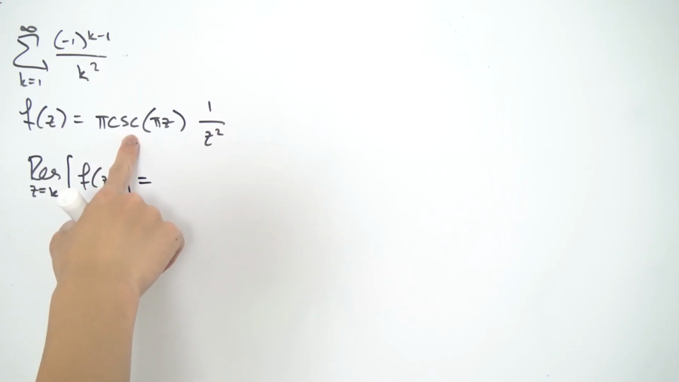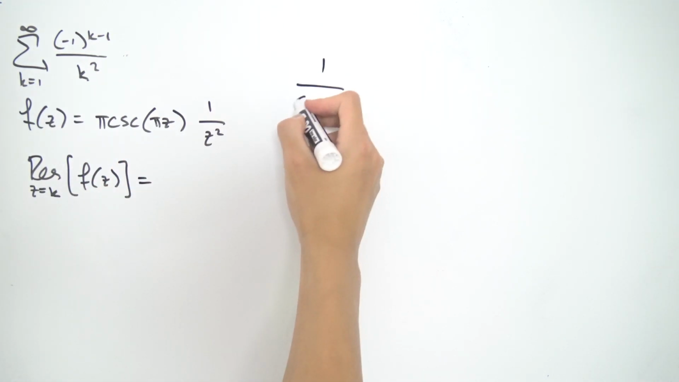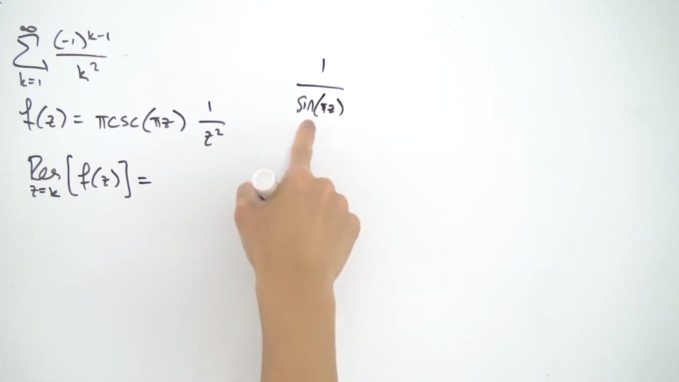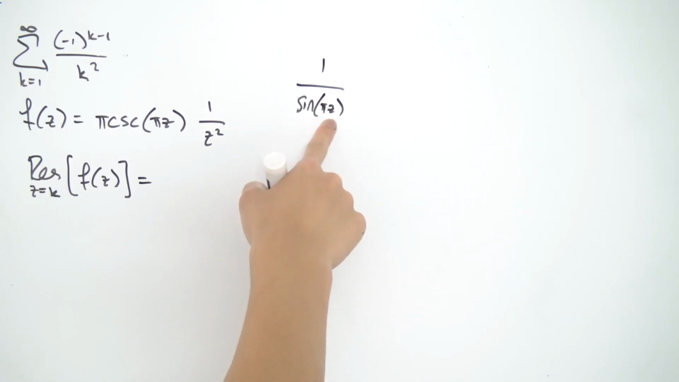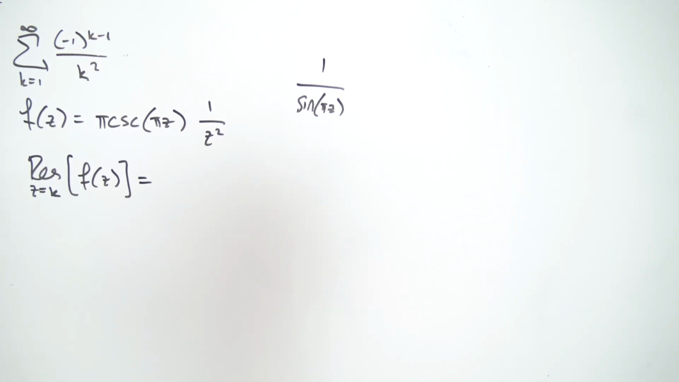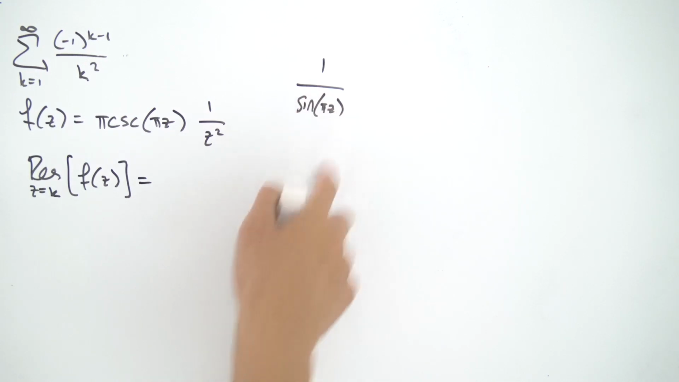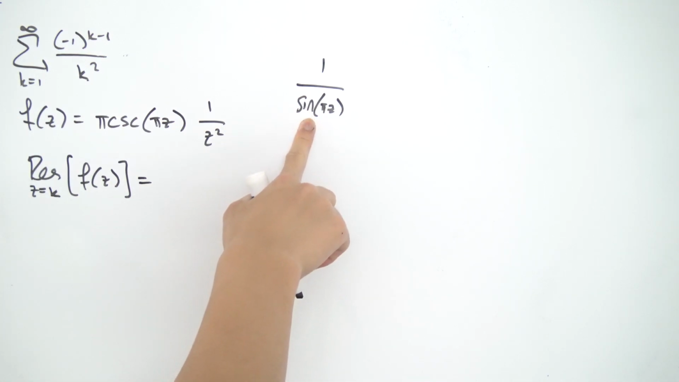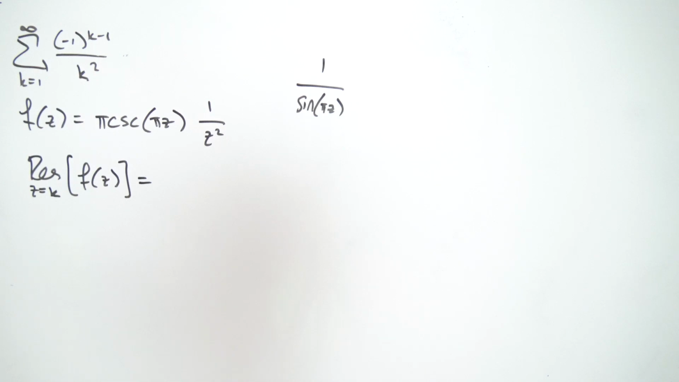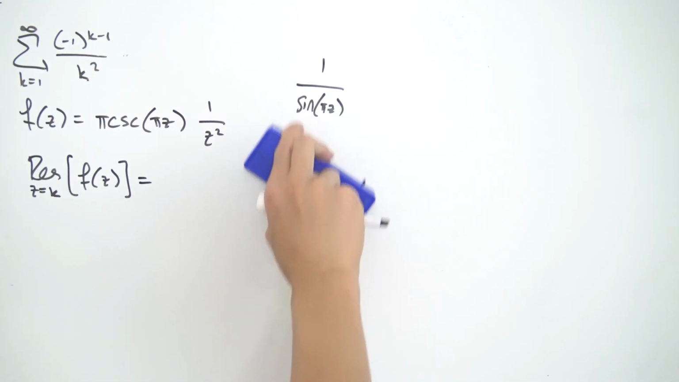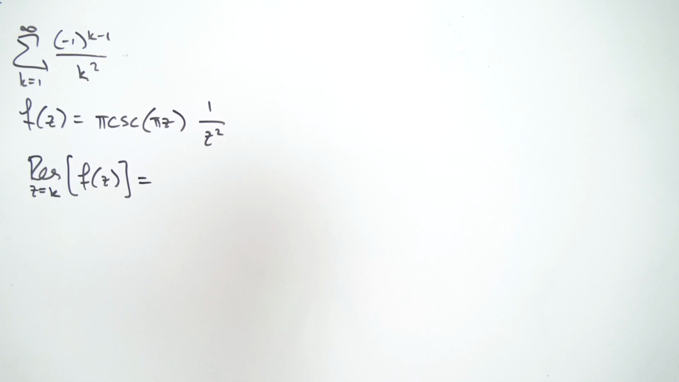Well, notice that cosecant is just 1 over sine. Now sine of z has zeros at all the integers. And the nice thing about sine is that it's an order 1 zero, which means when you differentiate sine and plug in those integers, you no longer get 0. You differentiate it once, plug in each of those k values, and you don't get a 0 anymore. So sine is an order 1 zero, which means when you take its reciprocal, it's an order 1 pole, so it's a simple pole. So we can just use the limit representation for simple poles.